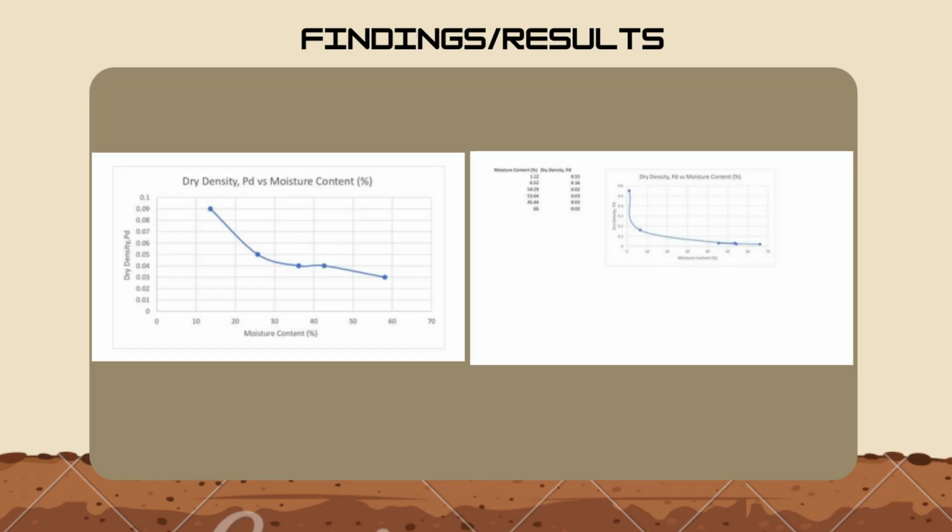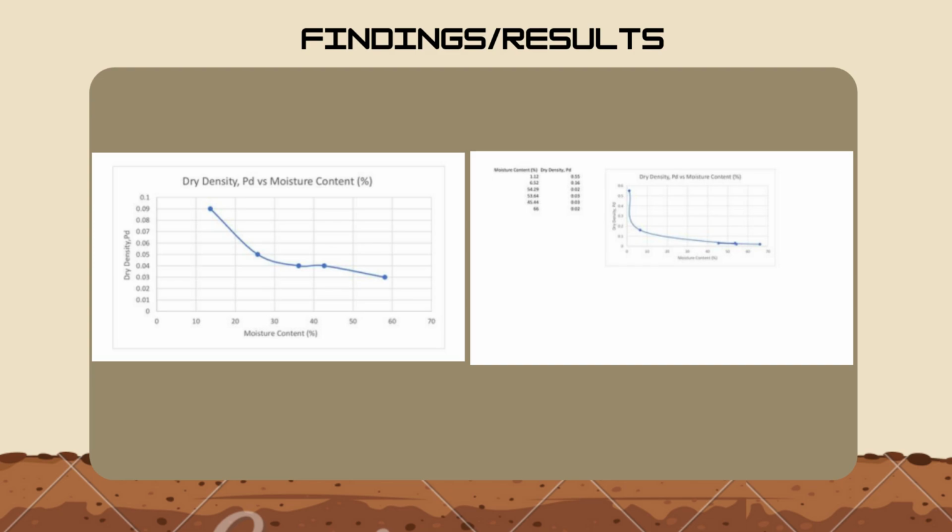Moving on to our standard proctor test results, let us look at the compaction curve for both the untreated and treated soil samples. For the untreated control soil, the graph shows a maximum dry density of around 0.55 megagram per cubic meter at a very low moisture content of about 1.12%. As more water is added, the dry density drops sharply and levels off at a lower density.